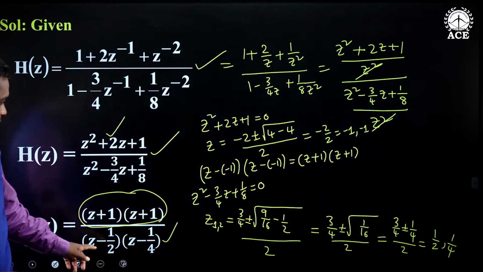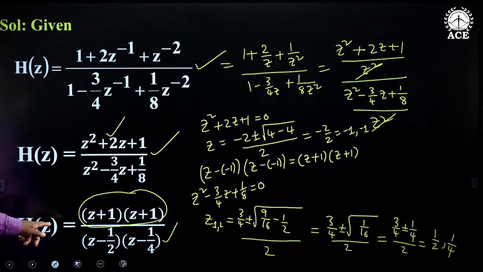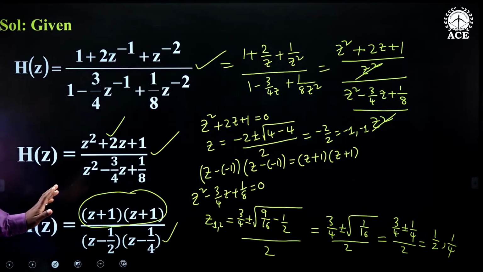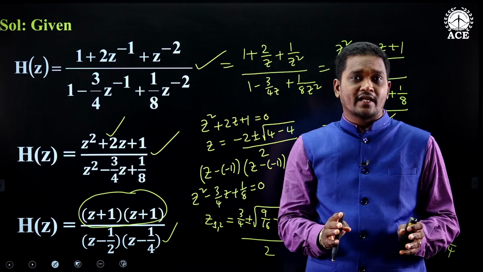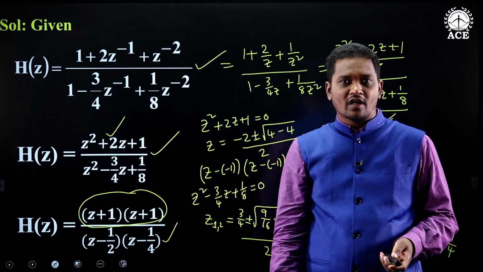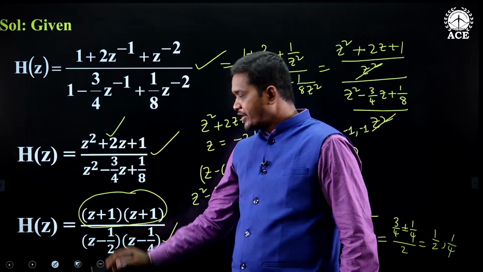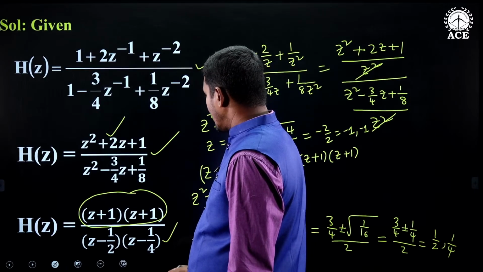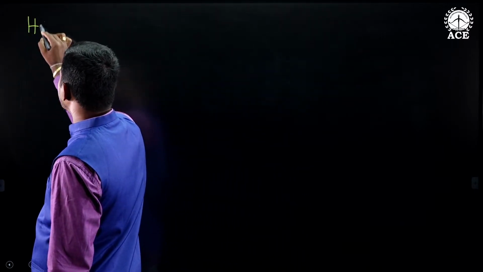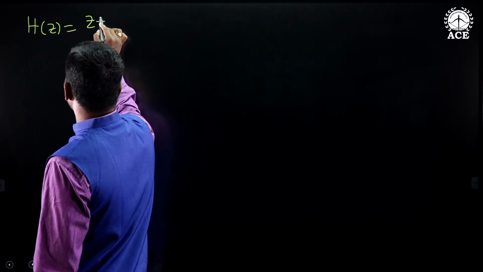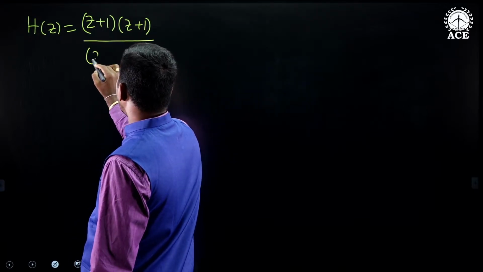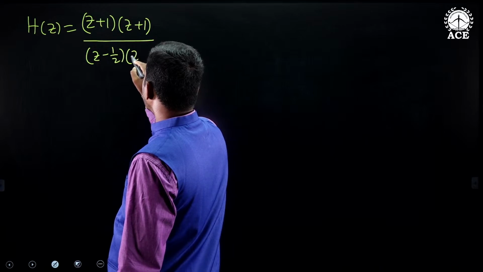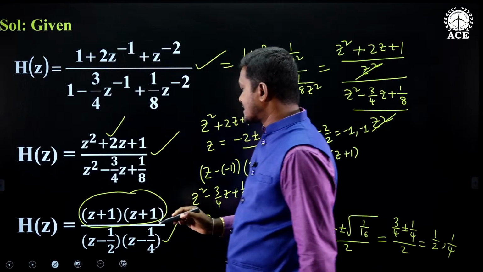Understood? Please see clearly here. Z minus 1 by 2 into z minus 1 by 4. Understood or not? Yes. So it is very, very important, because some of the students are confused about how to convert that second order to first order polynomials. Understood? Now I have converted into first order polynomials, right? After that, see, H of z, how much did we get? Tell me. H of z equals z plus 1 into z plus 1 divided by z minus 1 by 2 into z minus 1 by 4, right? This is what we got.